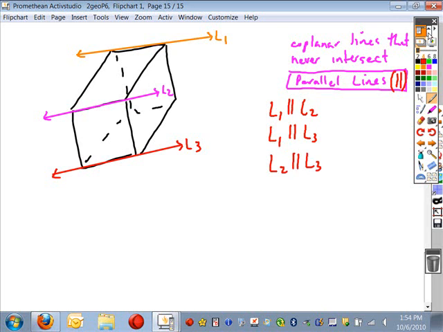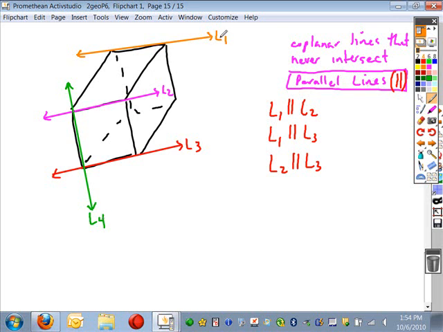And what if I wrote a fourth line right here? Call this line 4. Is line 4 parallel to line 2? No. Is line 4 coplanar with line 2? Yeah. So it's possible for coplanar lines to either intersect or not intersect. If they don't intersect, they're called parallel lines. If they do intersect, they're just referred to as intersecting lines.